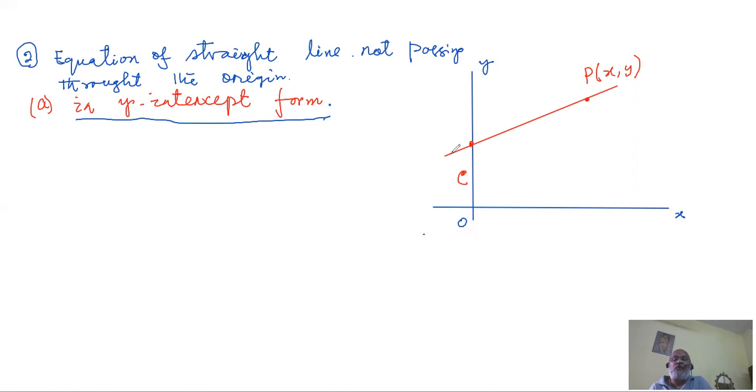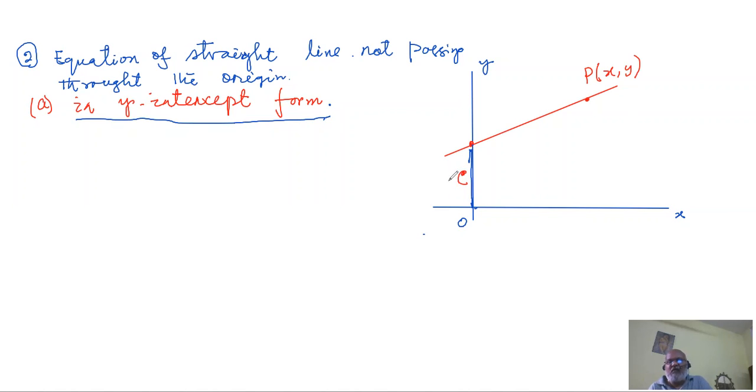Our straight line is shown in red that cuts the y-axis at this point, and from origin you count the distance where the straight line cuts the y-axis. That distance is usually taken as C. Why have I taken C, not A, not B, or like that? There is no logic to that. Our mathematics books, they take it as C. So if you take C, that will be convenient.